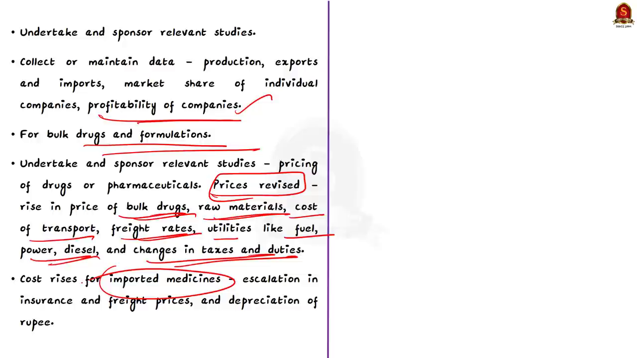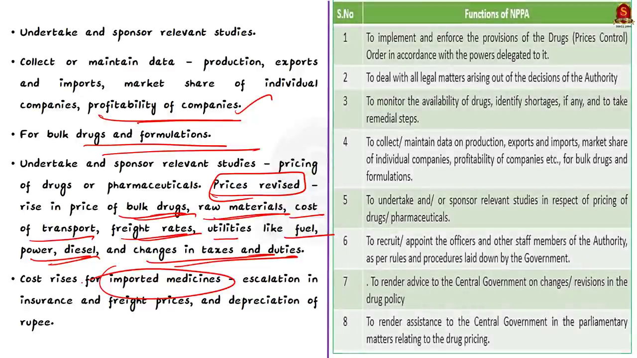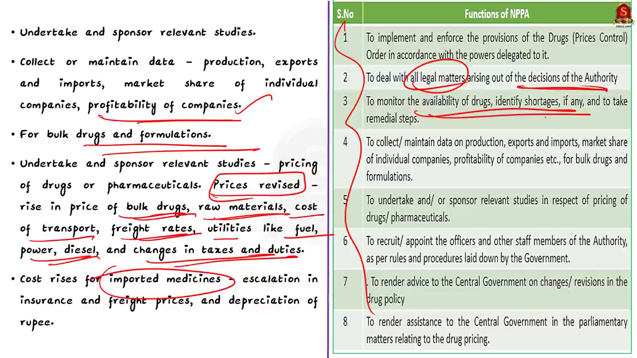Okay. So now let me show you some of the functions of NPPA. Just go through it. So you can see from this table that the functions of the NPPA include dealing with all legal matters arising out of the decisions of the authority, then to monitor the availability of drugs, identifying the shortages if any, then taking remedial steps for it, etc., etc.